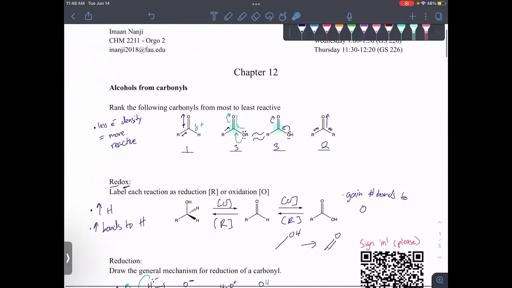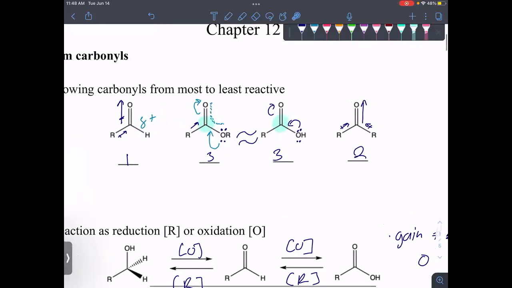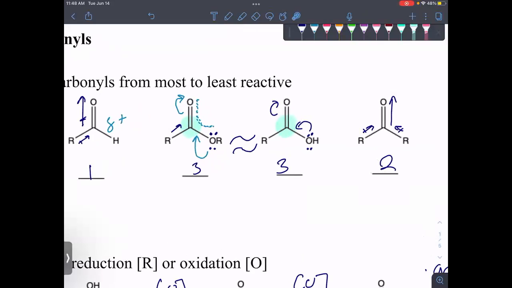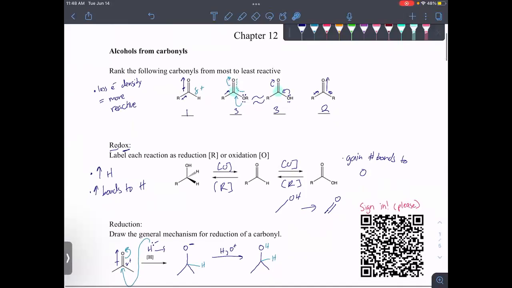Why would the ketone be more reactive? Wouldn't it have more electron density? It would. The ones in the middle have the most electron density because of resonance. Ketone has no resonance going on, just induction.